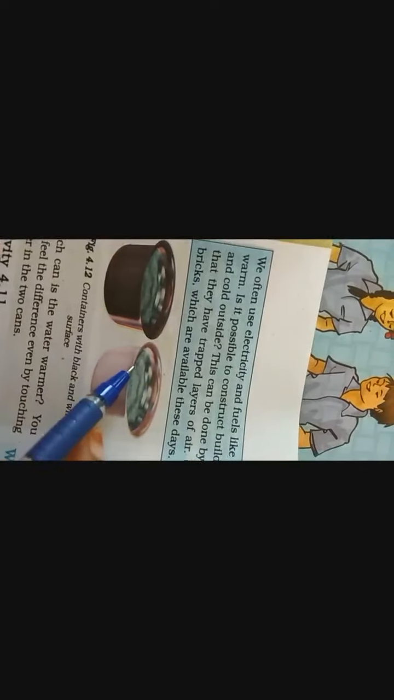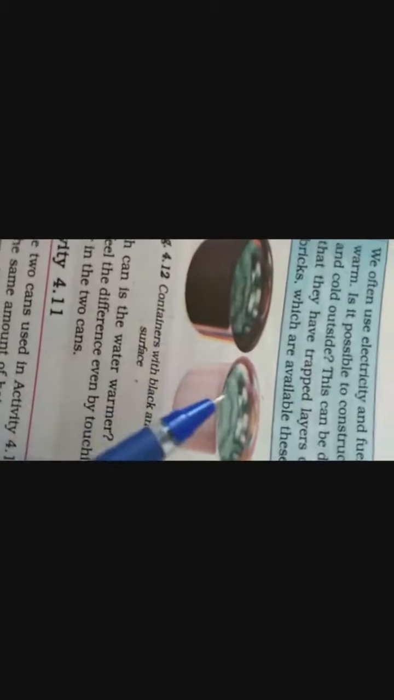Why is it so? By an activity we can prove this. Take two tin containers. Paint the surface of one tin black and the other white. Pour an equal amount of water in both and leave them. We have to keep these vessels in the sun at midday for about an hour. Afterwards, we have to measure the temperature in both the vessels.